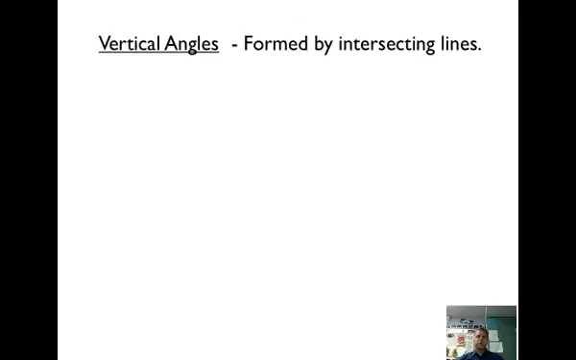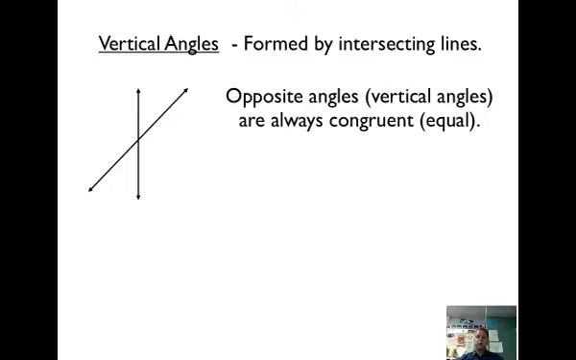Vertical angles. Those are angles formed by intersecting lines. So here we have two intersecting lines. Those are lines that touch at one point, and basically they form four angles. Now the opposite angles, which are also known as vertical angles, are always congruent, meaning equal.